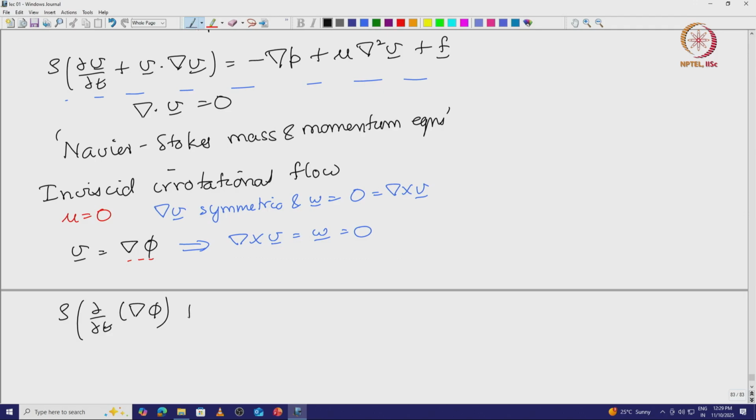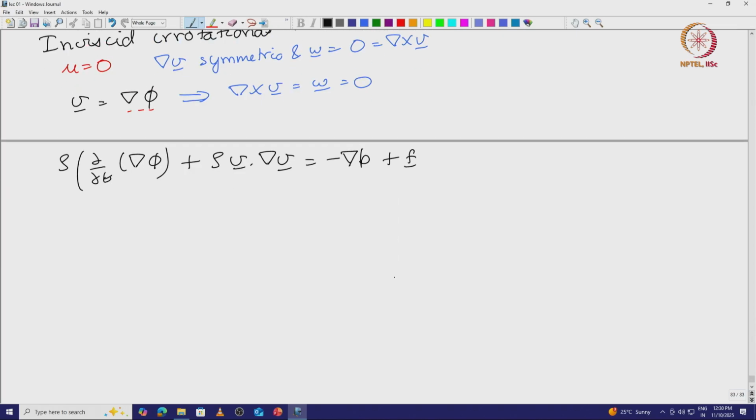Plus rho v dot grad v is equal to minus grad p. There is no viscous term, viscosity was equal to 0. So this term does not exist, plus F vector. So this is what the equation reduces to. Let us see how to simplify this second term here, rho v dot grad v.